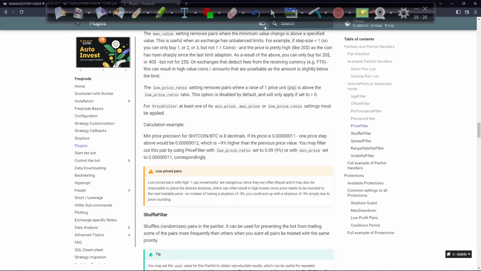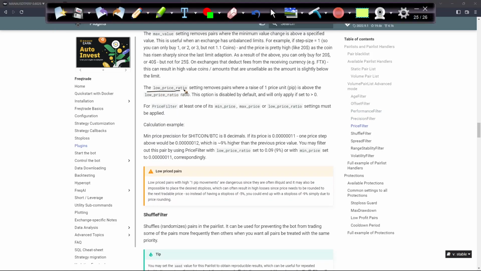That's quite useful. Now the low price ratio setting removes pairs where a rise of one price unit, one pip, is above the low price ratio. This option is disabled by default and will only apply if set to greater than 0. For the price filter, at least one of the min price, max price, or low price ratio settings must be applied.